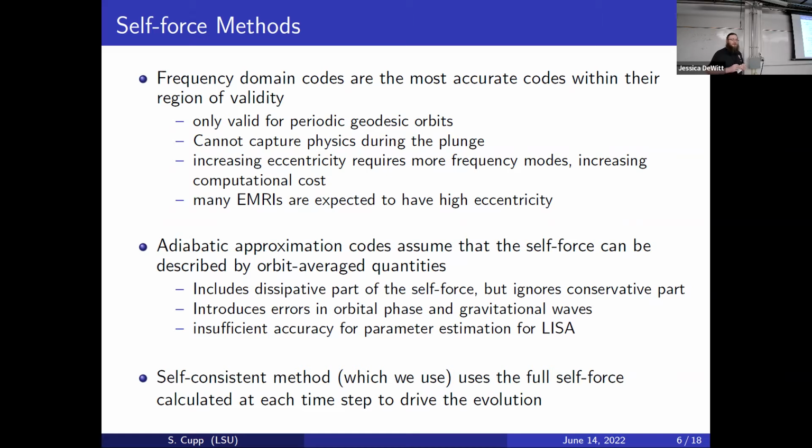These might be capable of detecting that there's an EMRI in the data. That remains to be really verified until LISA exists and we have real data, but it would definitely not be enough to do any sort of parameter estimation. The self-consistent method, which is what we're using, uses the full self-force calculated at each time step to drive the evolution.